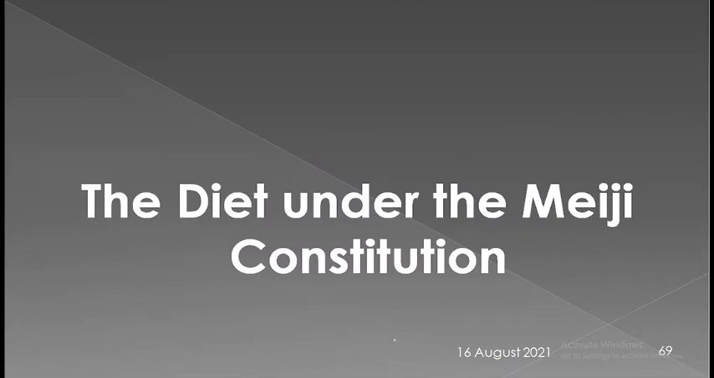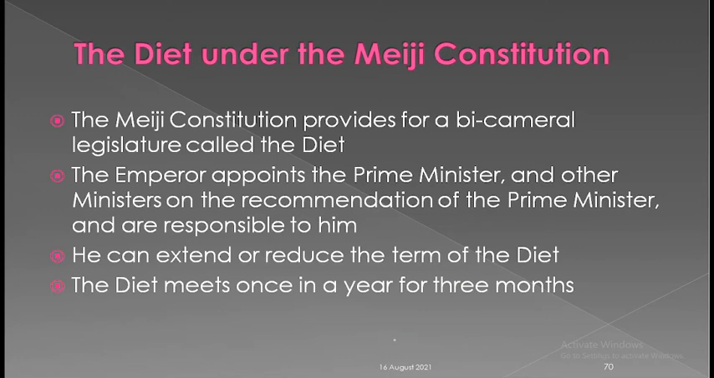Now, let us look at the kind of diet that the Meiji Constitution established in 1889 or 1890. We will be moving very quickly because after this we will be coming to the diet under the Showa Constitution or the Constitution of Japan of 1947 again. Now let us first discuss the diet under the Meiji Constitution of 1889. The Meiji Constitution provides for a bicameral legislature called the Diet. The Diet is the legislative branch and it is bicameral.